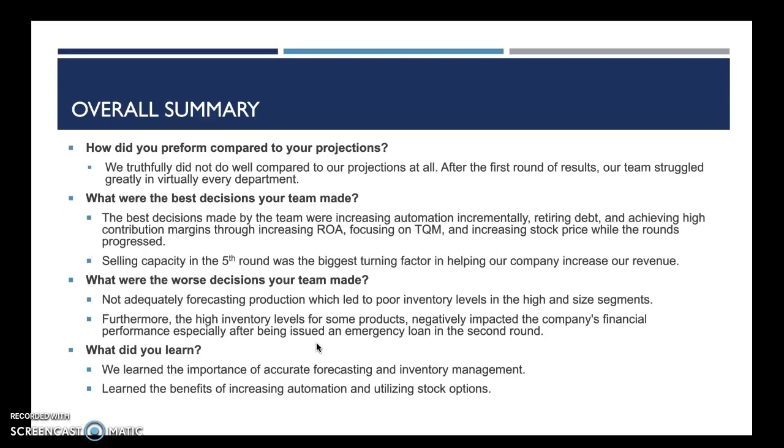The worst decisions that we made as a team were we did not adequately forecast our production, and it eventually led to poor inventory levels in the high and size segments. Consequently, the high inventory levels for some products negatively impacted the company's financial performance, especially once we were issued an emergency loan in the 2nd round.